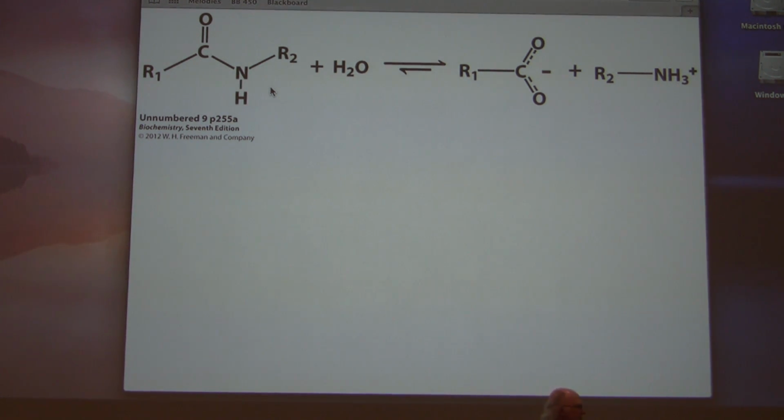We're going to see there are several different classes of proteases. We're going to focus mostly on what are called the serine proteases.